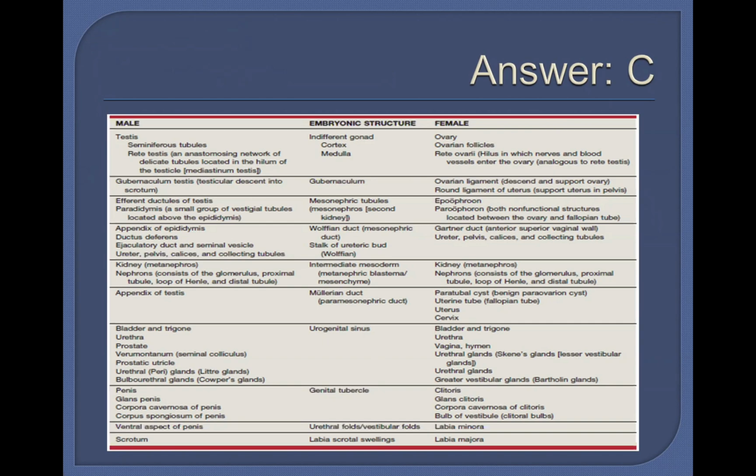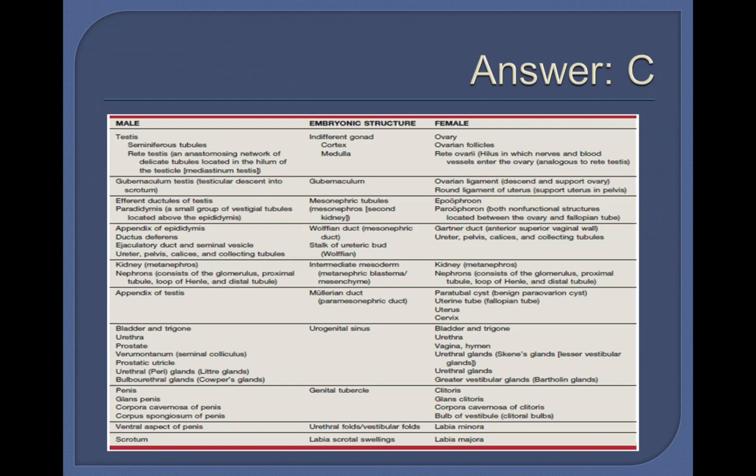Here in this chart, we can see the appendix of testis, which is seen to develop from the Mullerian duct, while the other components mentioned in the question, in the fourth column: appendix of epididymis, ductus deferens, ejaculatory duct and seminal vesicles, ureter, pelvis, calyces, and collecting tubules. In males, all these develop from the Wolffian duct.